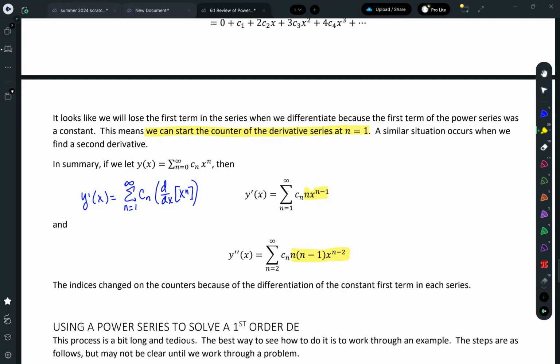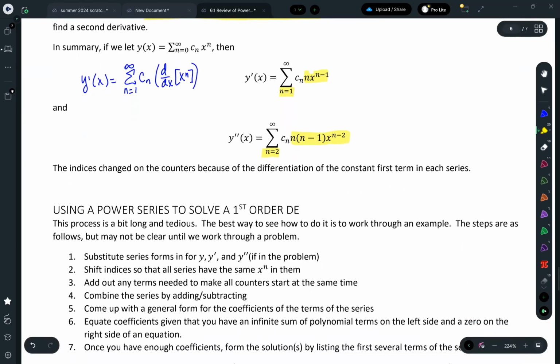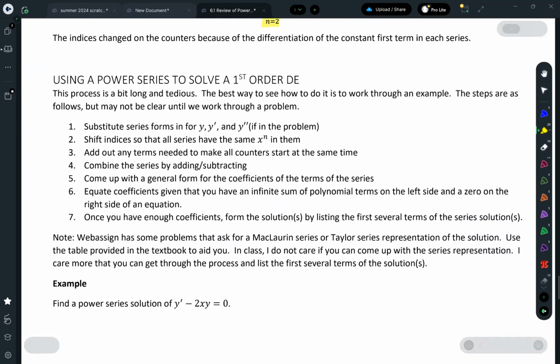Just make sure that you remember that the counters changed as well. So y starts at n equals 0, y prime starts at n equals 1, and y double prime starts at n equals 2.